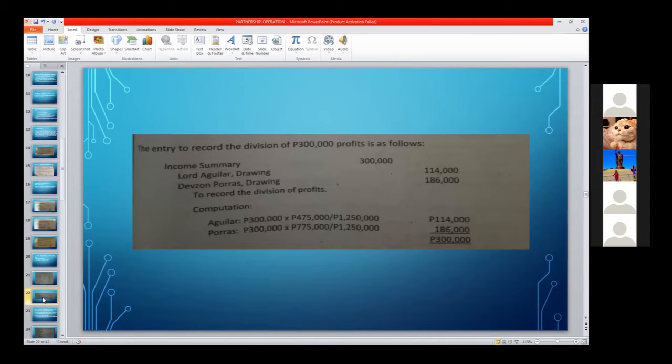So, yung sa computation, ganun pa rin, 300,000 multiply sa 475,000 na yung average capital ni Aguilar. Divide mo siya dun sa total nila, yung sa total average capital balance na 1,250,000, you will get 114,000. Then, kay Porras naman, 300,000 multiply sa 775,000. Then, divide 1,250,000.